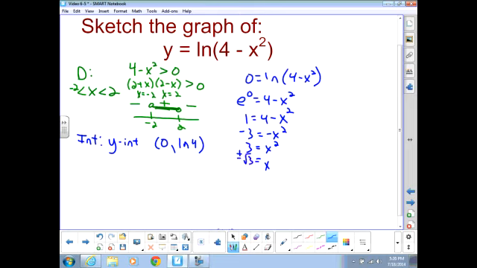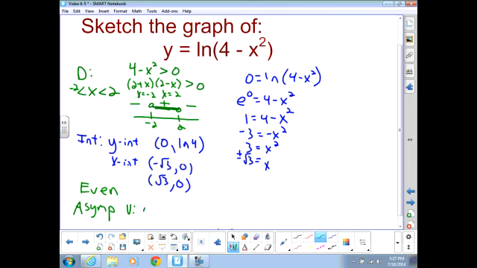So our x-intercepts will be negative square root of 3 comma 0, and square root of 3 comma 0. Now your symmetry is going to be even because when you plug in a negative x, it comes back as a positive x squared, so it's like nothing changed. Our asymptotes, because negative 2 and 2 is where it's cut off, where it's defined, we'll have vertical asymptotes at each of those.